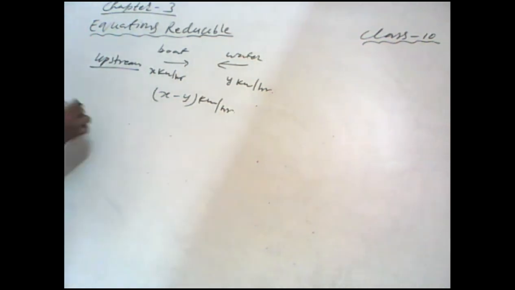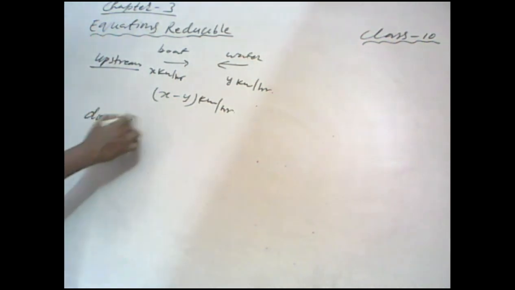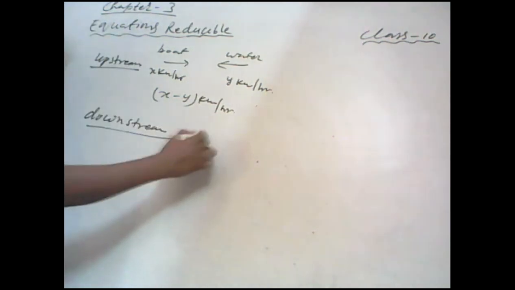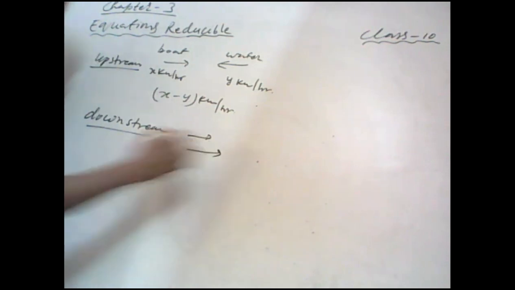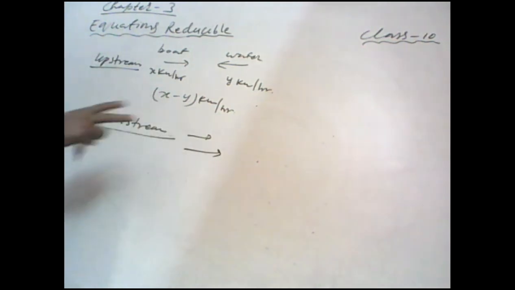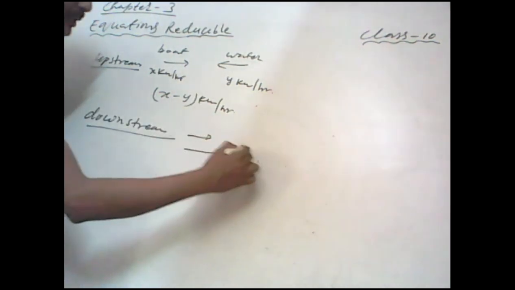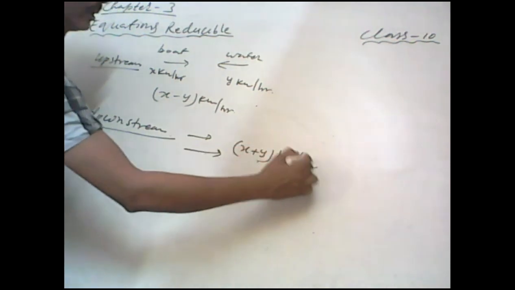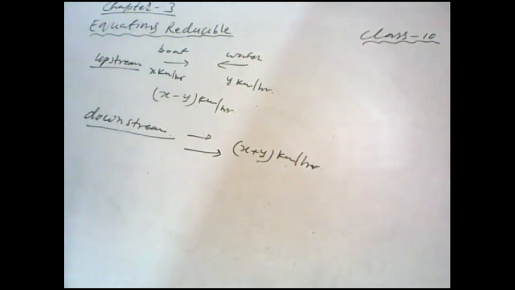And students, one more concept, that is downstream. Downstream means the boat and the water are both in the same direction. It means the boat is floating in the direction of water. That means the resultant speed is x plus y kilometer per hour. That is the meaning of downstream.